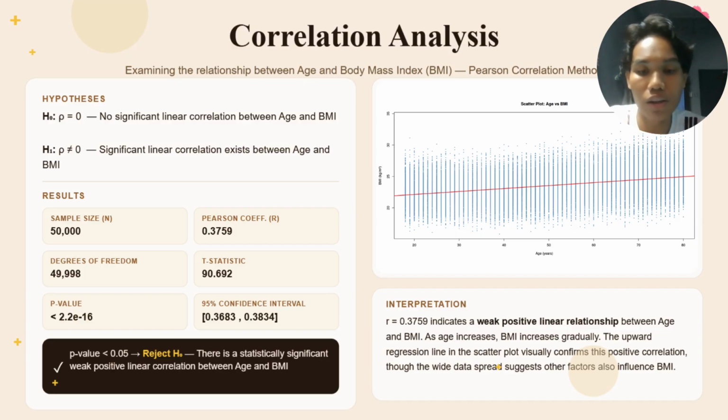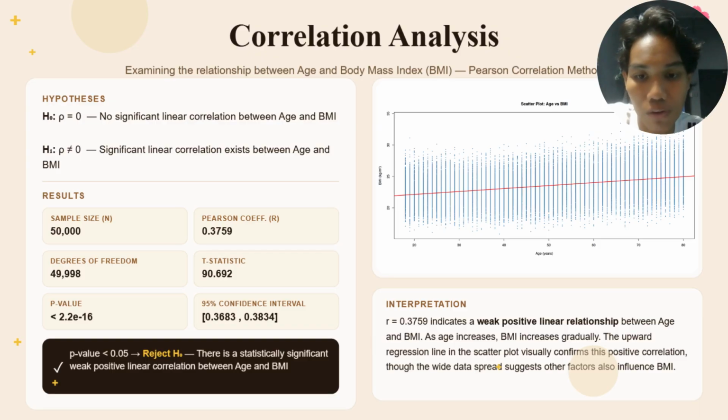After running the Pearson correlation based on all 15,000 observations, we obtain a correlation coefficient of R equals 0.3759, a t-statistic of 90.692, and a p-value of less than 2.2 times 10 to the power of negative 16. The 95% confidence interval was between 0.3683 and 0.3834, as shown in the scatter plot.